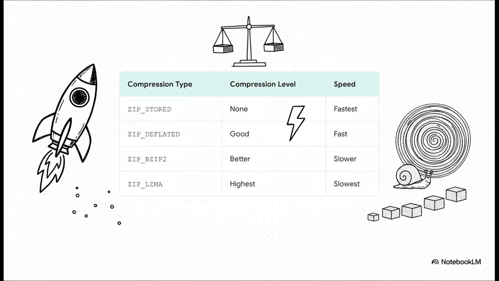So beyond just the modes, we can also control the compression. And this table shows you that classic trade-off we always face in computing. Do you want it fast or do you want it small? ZIP_STORED is the fastest because, well, it does no compression at all. As you go down the list to something like ZIP_LZMA, your final file gets way smaller, but the process takes a lot longer. Honestly, for most day-to-day stuff, the default, ZIP_DEFLATED, is the perfect sweet spot.